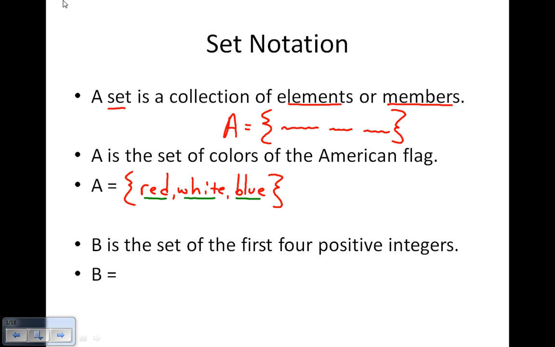Another example, B is the set of the first 4 positive integers. We open up our bracket. The first 4 positive integers are 1, 2, 3, and 4. So those are the members of that set. And we know that the size of that set would be 4.